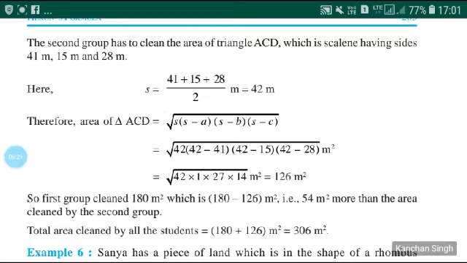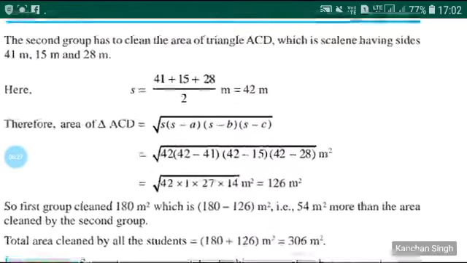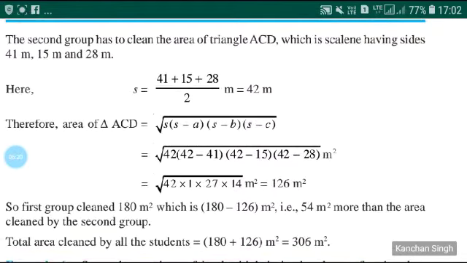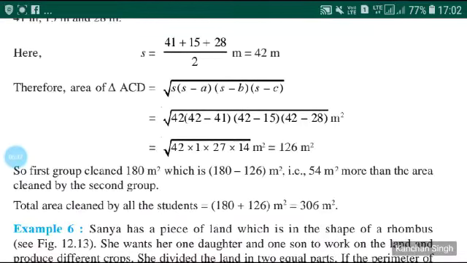Now see here, again the second group has to clean the area of triangle ACD, which is scalene. So if it is scalene, we will use the formula of what? Heron's. So let us use Heron's formula. S is equal to (41 plus 15 plus 28) by 2, that is 42 meter, and area of triangle ACD is root under S(S minus A)(S minus B)(S minus C). So S is 42, and we write root under 42, 42 minus 41, 42 minus 15 and 42 minus 28. So after calculation, we get root under 42 into 1 into 27 into 14 and it becomes how much? 126 meter square. So first group cleaned 180 meter square, which is 180 minus 126, that is 54 meter square more than the area cleaned by the second group.